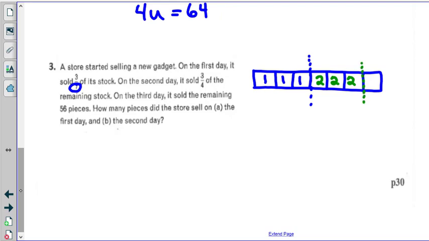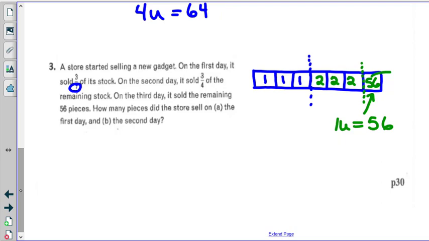And on the third day, it sold the remaining 56 pieces. Oh, so we know 1 unit equals 56. Oh, I'm going off the board here. 1 unit equals 56 pieces. How many pieces did the store sell on the first day?